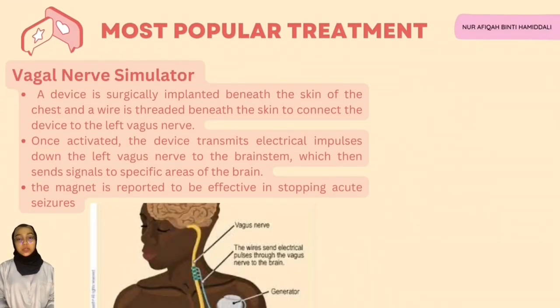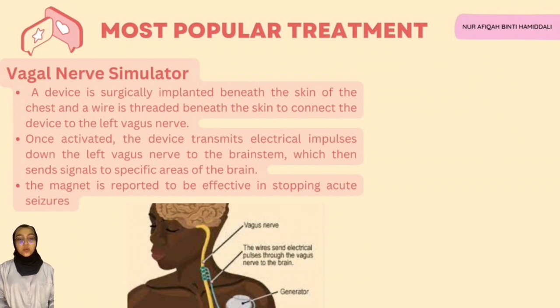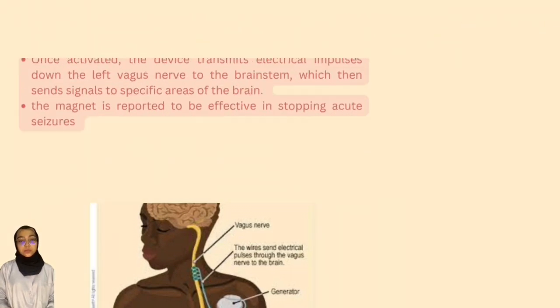Next is the vagal nerve stimulator. It is a device that is surgically implanted beneath the skin of the chest, and a wire is threaded beneath the skin to connect the device to the left vagus nerve. Once activated, the device transmits electrical impulses up the left vagal nerve to the brainstem, which then sends signals to specific areas of the brain. The magnet is reported to be effective in stopping acute seizures. As you can see here, the generator is implanted in the chest, which will then send electrical impulses through the vagus nerve to the brain through a wire connected to the generator.